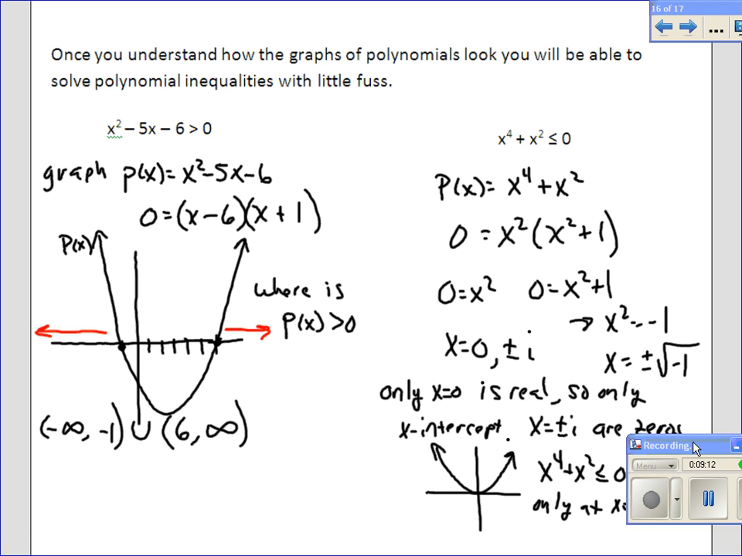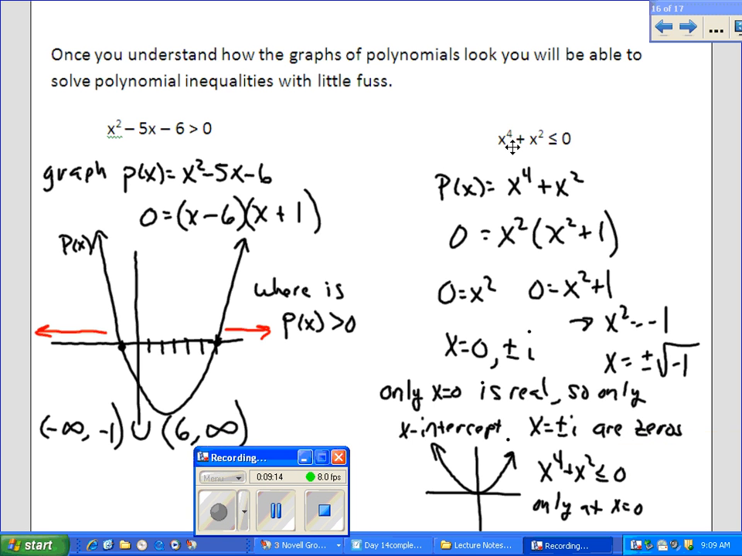Here's one more. Get this out of the way. Okay, x to the 4th plus x squared less than or equal to 0 this time. So again, we can factor it. We get two quadratics. This one gives us x equals 0. This one gives us non-real numbers. So we only have one x-intercept at 0.